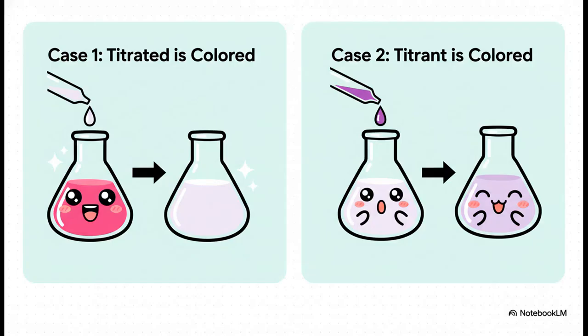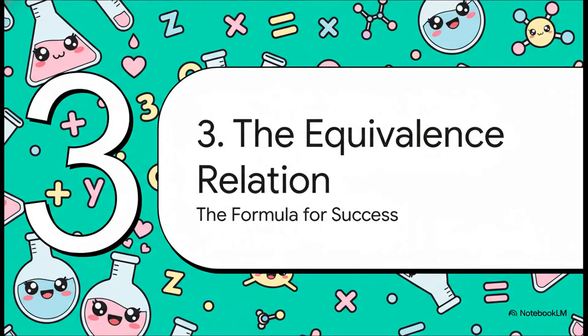Now, this is absolutely crucial. How do we actually see this equivalence point? I mean, it happens on a molecular level. Well, here are the two most common ways. In case 1, if your analyte is colored, you'll know you've hit the equivalence point the second the solution turns colorless. And in case 2, if your titrant is colored, you're there the moment the solution gets a color that just won't fade.